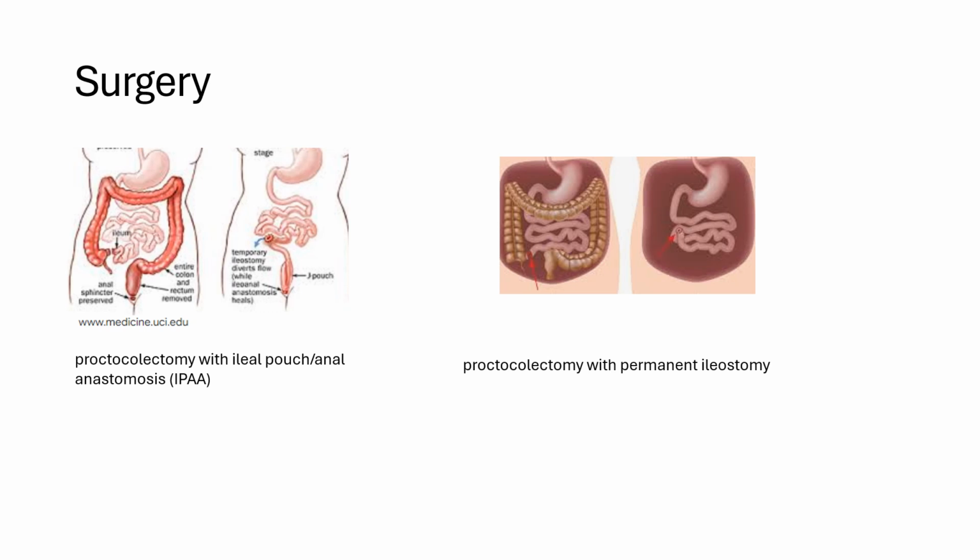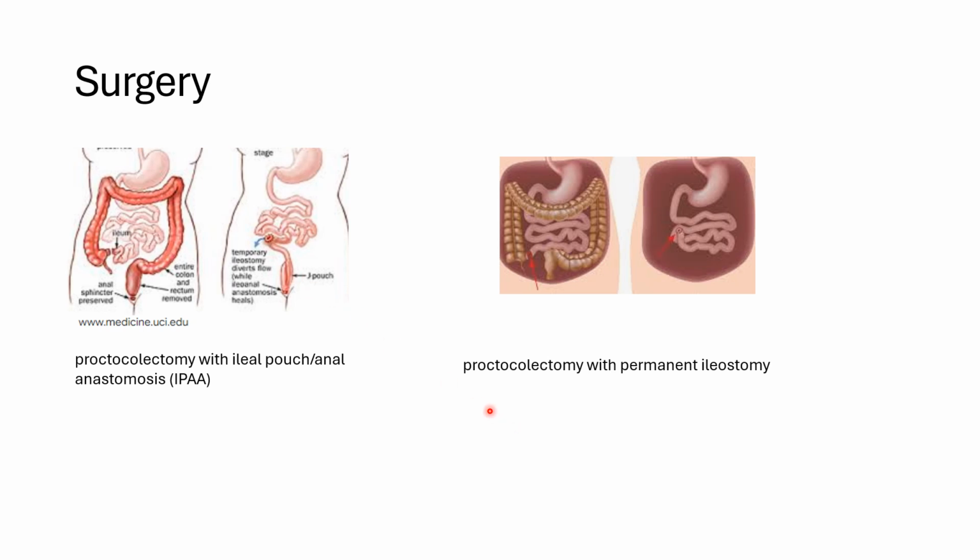One is proctocolectomy with ileal pouch-anal anastomosis. Here in this kind of surgery, they remove the colon, and then the patient has a temporary ileostomy. Later on, when the patient has healed a little bit, they connect the ileum to the rectum. So this is very convenient compared to the second form of the surgery.